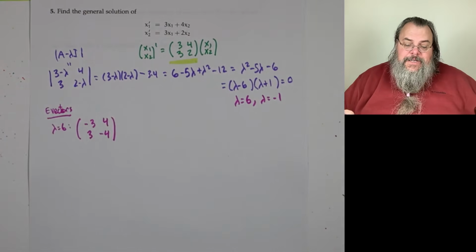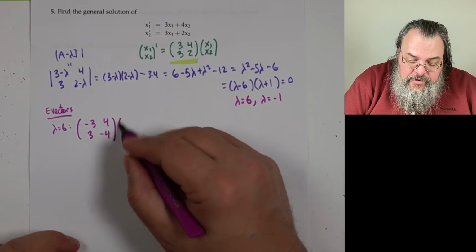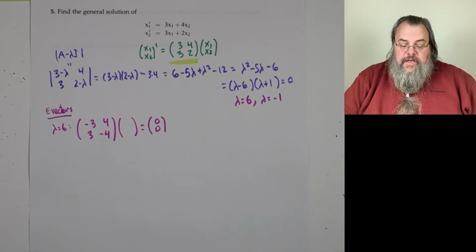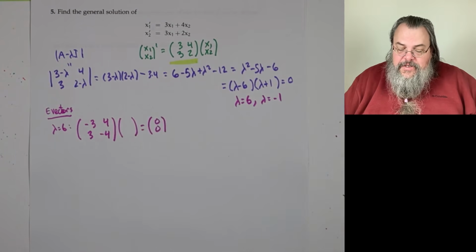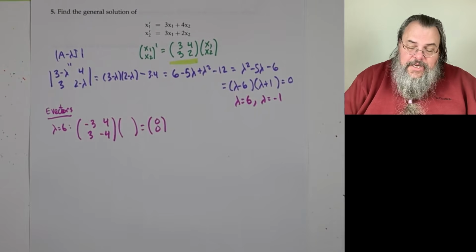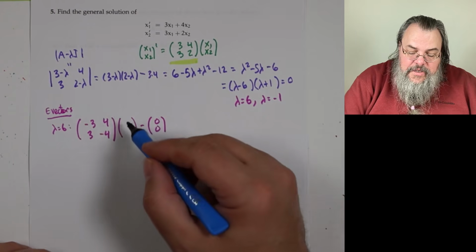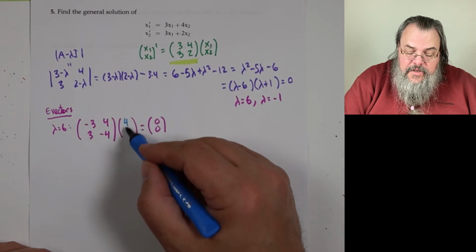I'm looking for something to multiply this by that gets out 0, 0. Now, there's lots of ways to find it. Here's what I like to do. Pick a row, any row, doesn't matter. Let's say I pick the first row. So I'm just going to write it backwards.